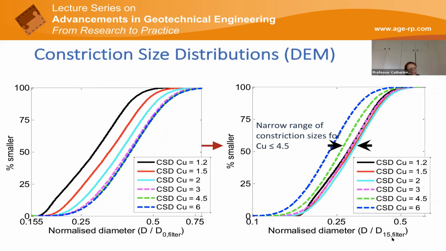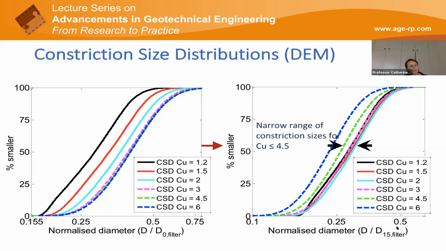And then we looked at this idea of D15 of the filter being of importance, because in the end, this is all very interesting mathematically, but we want to say something that's relevant to engineering design. And this D15 of the filter has been picked up since the time of Terzaghi as being a diameter we should be thinking about in filter design. And we see that if we normalize by the D15 of the filter rather than by the D0 of the filter, that normalization gives a narrower range in our constriction sizes.